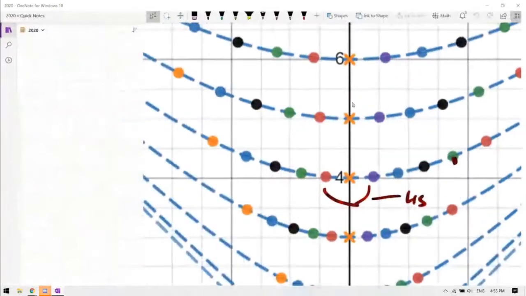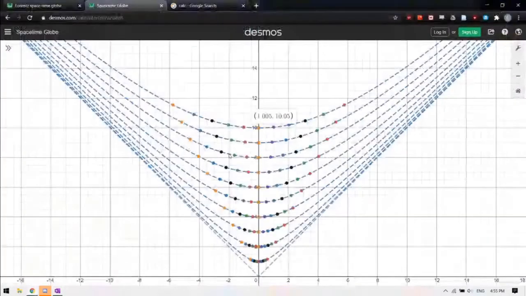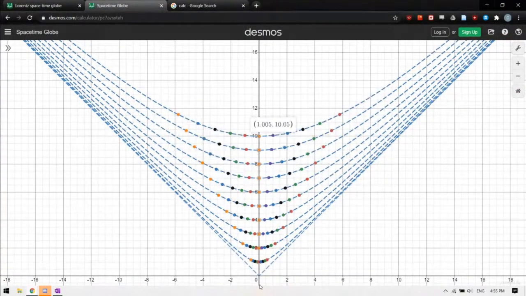What I wanted to show you now is the first thing that changes when we change a frame of reference. So what we're going to do with the Lorentz transformation is essentially move, right? We're going to move across.